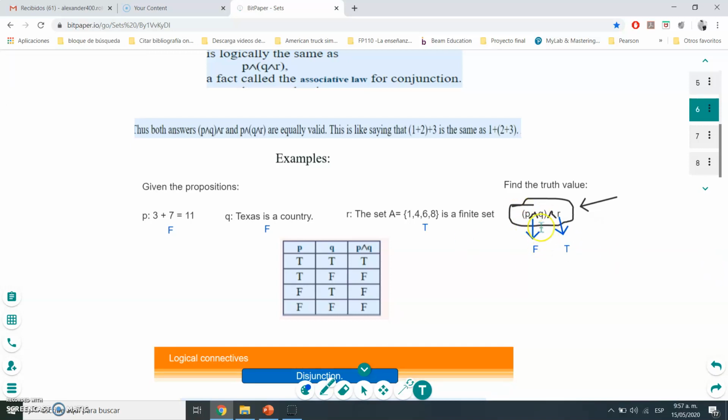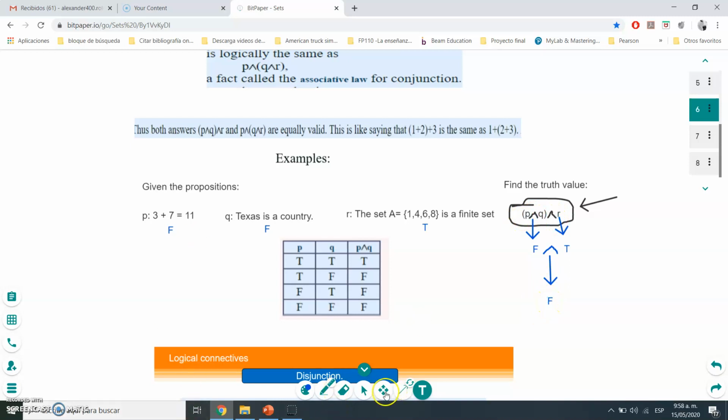So, finally, we are going to find this result: P and Q, that is false, and R, true. So, false and true, what will that be? We go to the table, false and true will be also false. So the result for this operation will be also false, and this is our final answer. So this is false.